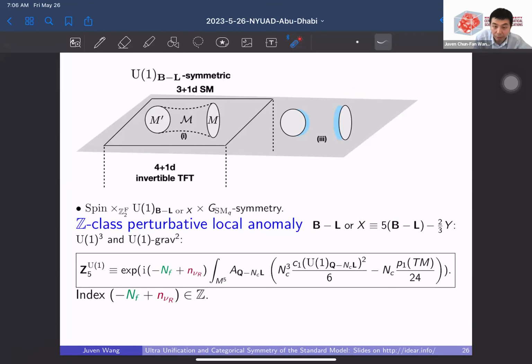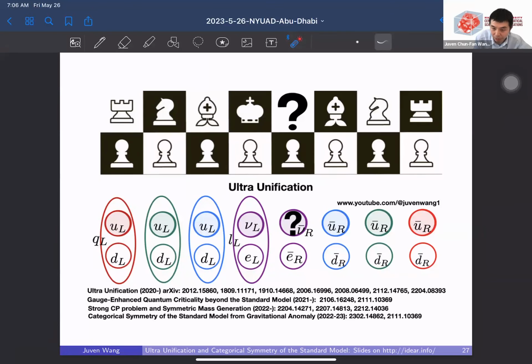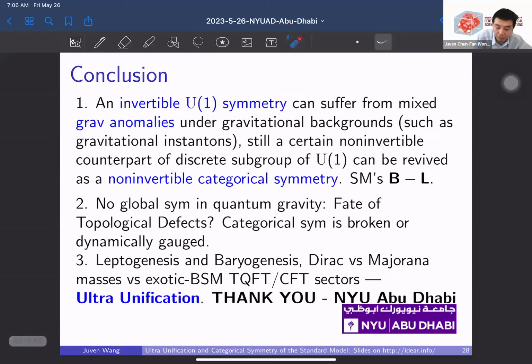So let me skip these two parts. I think let me conclude. Because time was limited, I didn't have much time to talk, but if you have interest, you can find some of my talks, for example, on this YouTube channel. I have other stories, and you might have heard just part of the story from the first, Ultra Unification and Categorical Symmetry, but there are other proposals using quantum matter and nonperturbative quantum anomaly ideas to predict some BSM physics. Let me conclude.